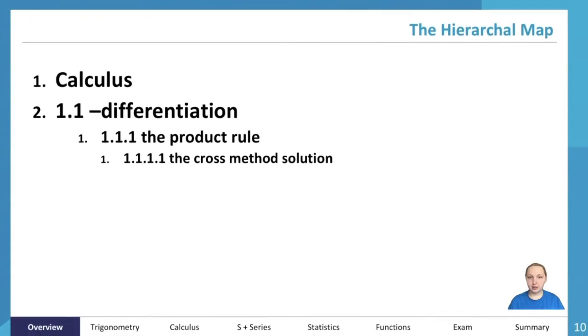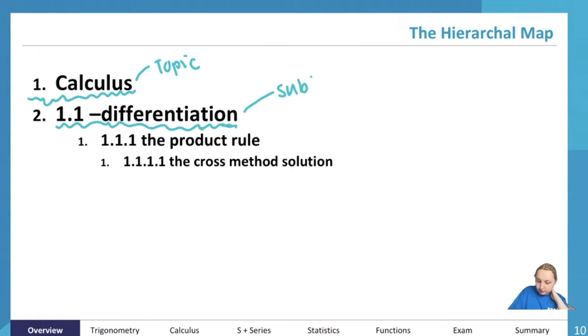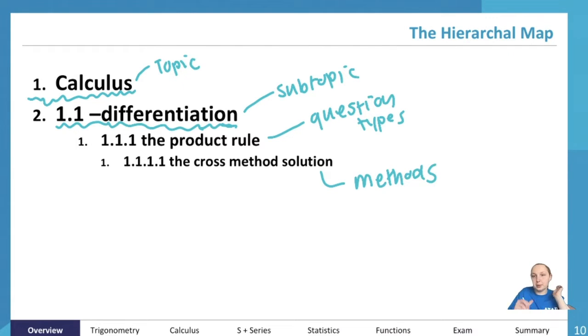So just a little bit about what the syllabus sort of looks like. Your hierarchy begins with your topic itself. So in this example, we've got calculus as the topic itself. Then you get a little differentiation topic. Here you've got your subtopics. And then within that, you've got question types. And then within your question types, you've got methods. So this is typically how your syllabus is set up in terms of your syllabus hierarchy.